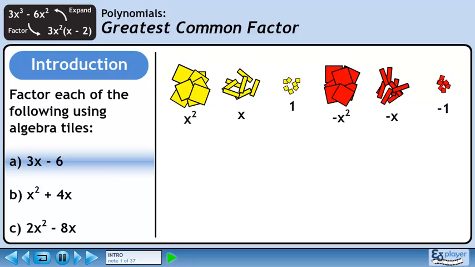Factoring is the reverse of multiplying. We can visualize what it means to factor a polynomial using algebra tiles. In part A, we will factor 3x minus 6. In order to represent 3x, we must collect 3 yellow rectangles. To represent minus 6, collect 6 small red squares.